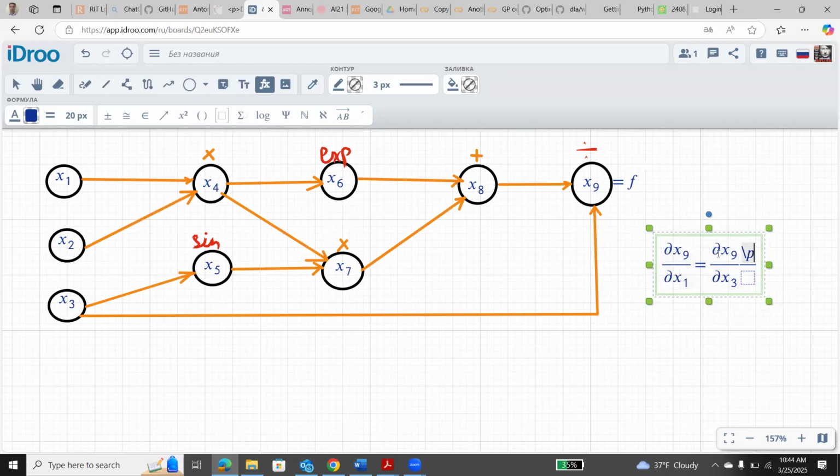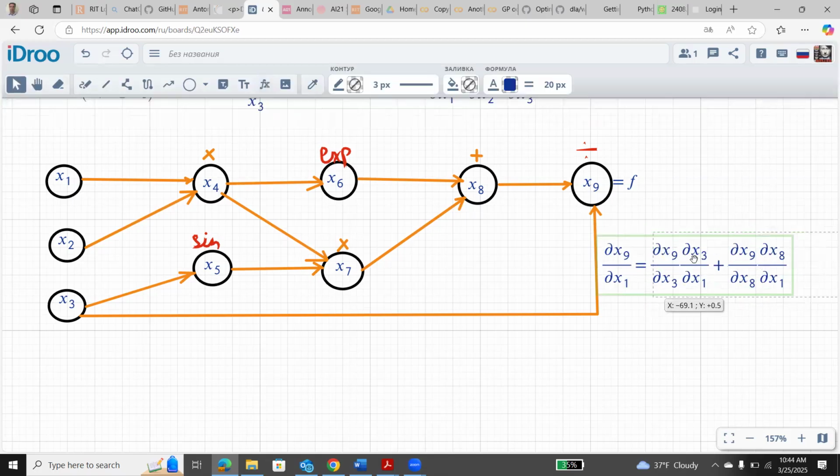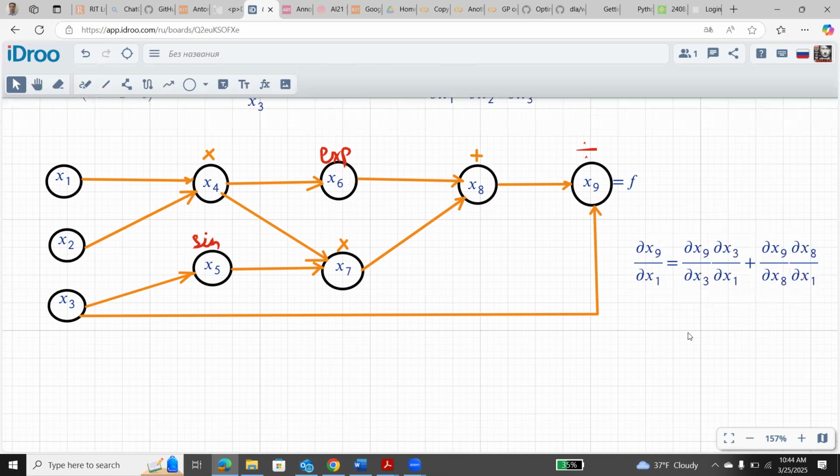x3. Okay, I think we don't have time to cover this topic today. Let me just finish this derivative, partial of x3 with respect to x1. I overestimated the time. Plus the derivative of x9 with respect to x8 times the derivative of x8 with respect to x1. I hope you agree with this formula.